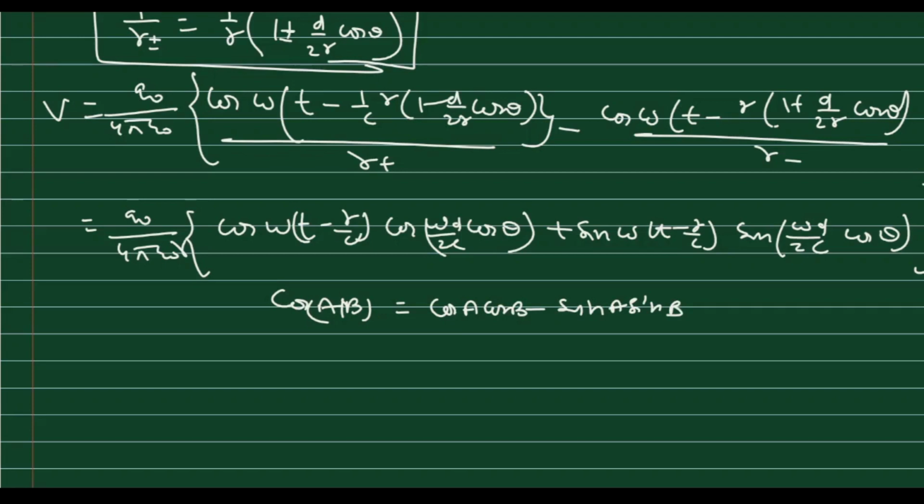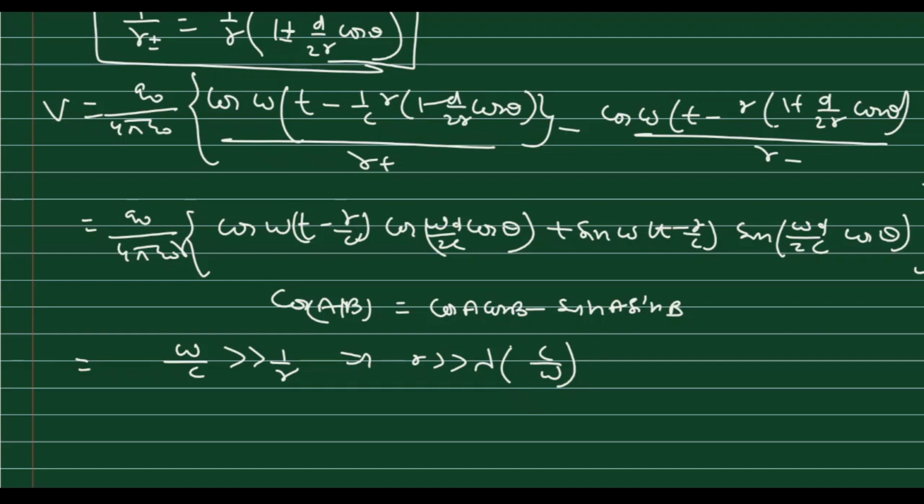Very simple. Now we are saying that here in equation 2, we are approximating omega by c greater than 1 by r. So we are saying that r is greater than lambda. Or we can say lambda means c upon omega. So what will be this?